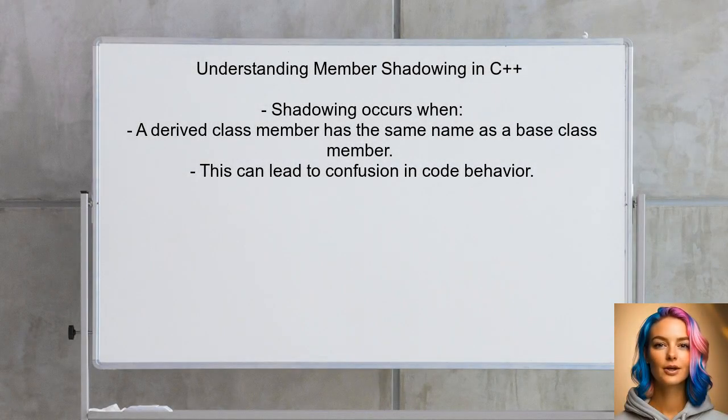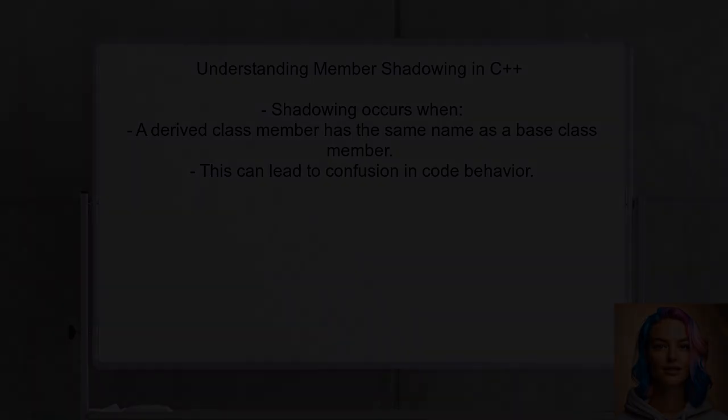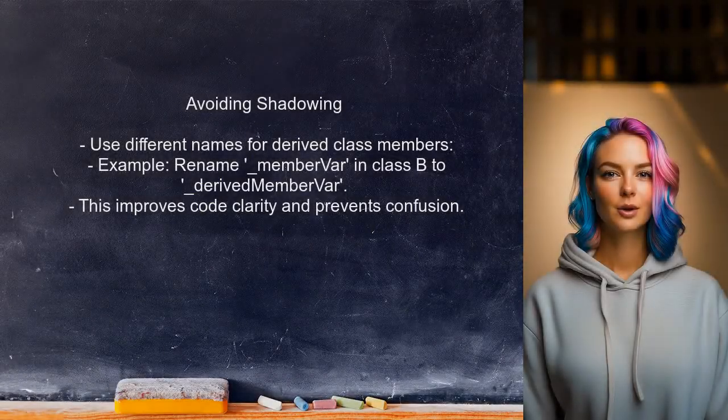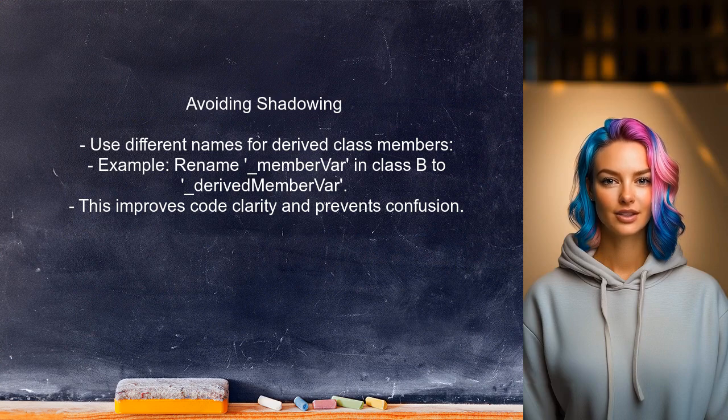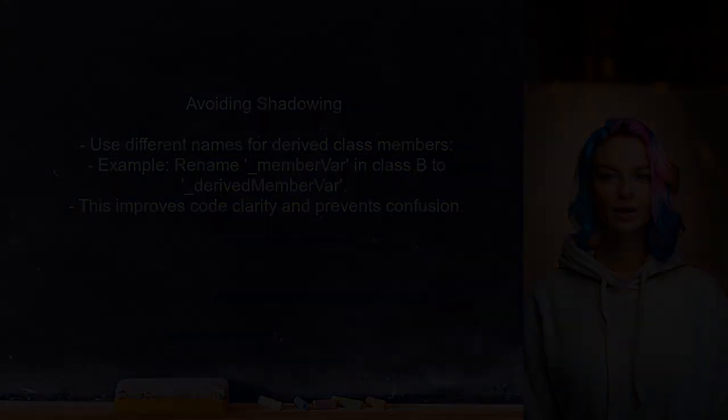To address the issue of member shadowing in C++, the user should first understand the concept of shadowing. Shadowing occurs when a derived class member has the same name as a base class member, which can lead to confusion. Next, the user should consider using different names for the members in the derived class to avoid shadowing. This practice enhances code clarity and prevents unexpected behavior.